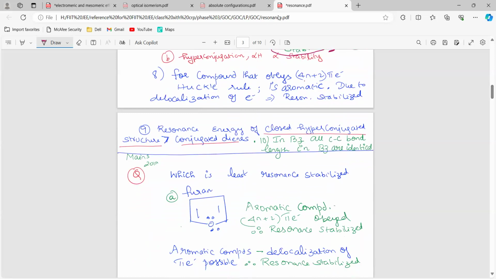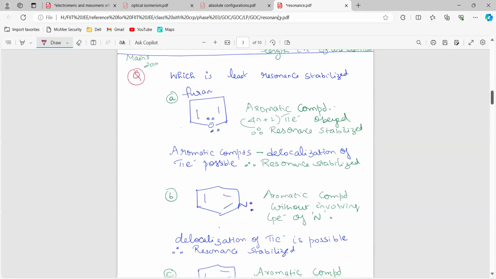For a compound that obeys 4n plus 2 pi electrons, which is called Huckel's rule, I think I already explained this in the class. That makes it aromatic. Due to delocalization of electrons, resonance stabilization happens. So for benzene, why is it resonance stabilized? Because it is aromatic. There are a few examples where the aromatic nature is very important for resonance stability. So if it is aromatic, then you can consider that there is a possibility of it being resonance stabilized.